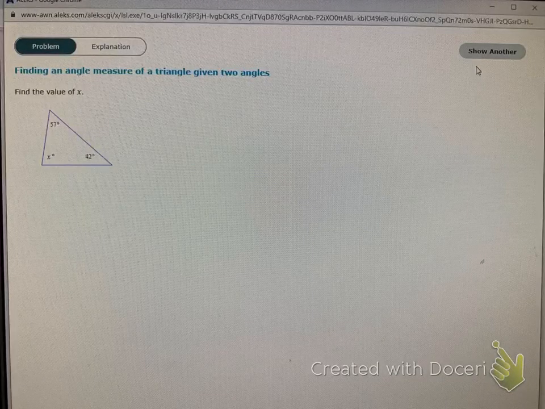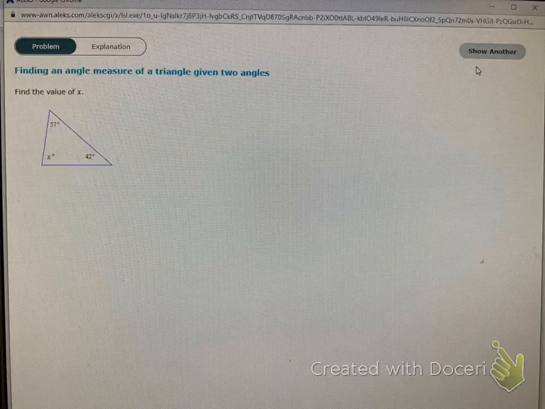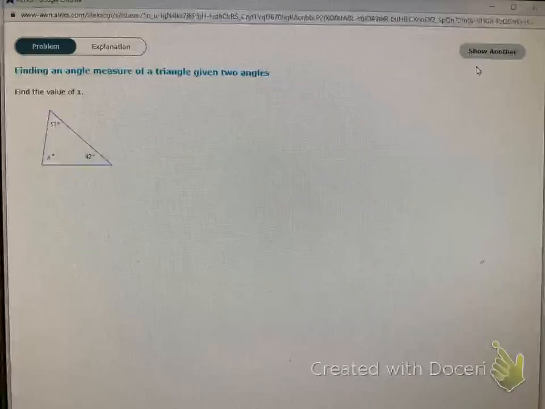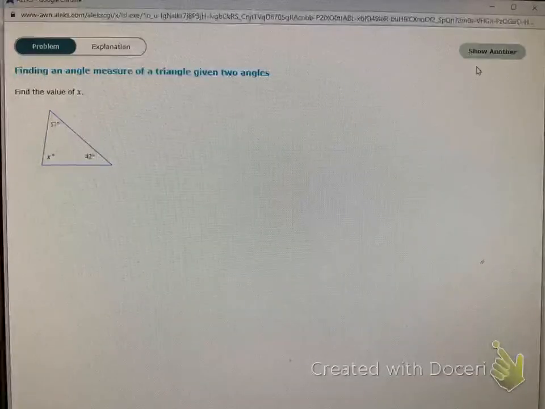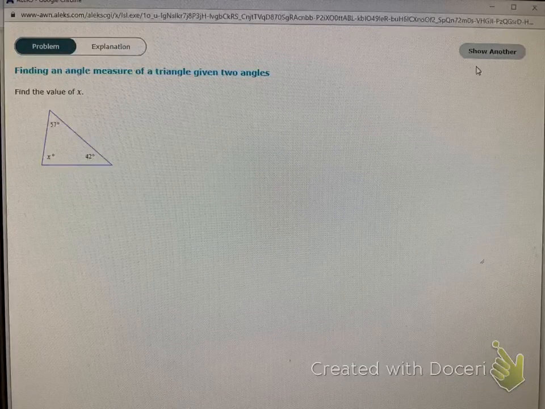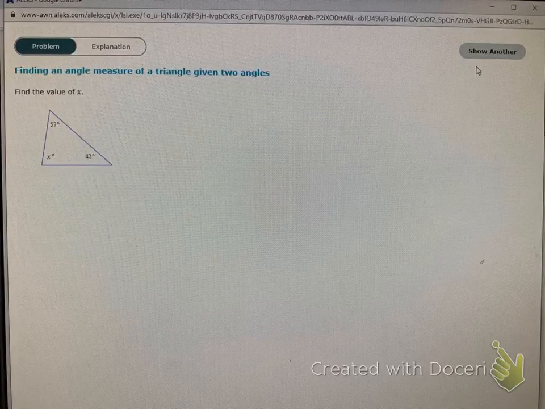Okay, so here's the last couple problems that would be on your week 1 homework, the 6.1a to 6.1d. And we're talking about triangles here. What we want to do is find the missing angle. So this triangle has a 57 degree angle, a 42 degree angle, and we're missing the last one.